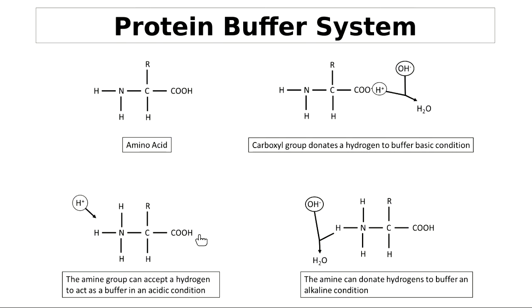Well, look at the bottom left. The amine, on the other end, can accept a hydrogen to act as a buffer in an acidic condition. So there's a lot of hydrogens around. Well, this NH2 could take another one, become NH3. So it can remove hydrogen ions, so the amine acts as a buffer. Well, the amine can also donate hydrogens. The amine can donate hydrogen ions to buffer an alkaline condition. So it could donate a hydrogen to tie up a hydroxyl, again, to make water. So proteins are the most abundant buffer system in the body, and you can see why by these examples.